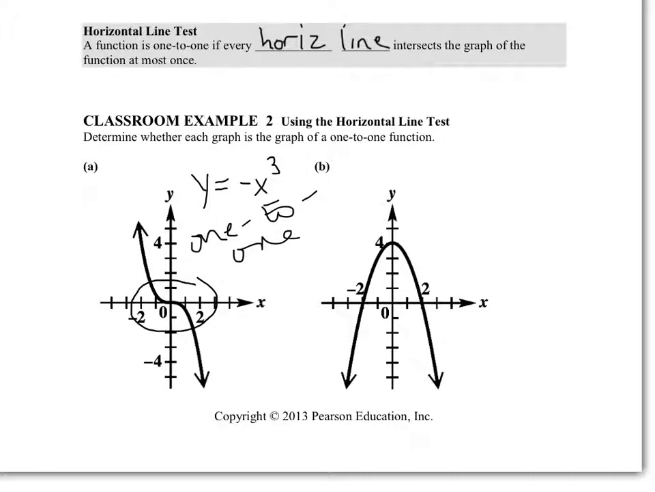Now it's pretty obvious on B. First of all, I know it's a function because it's quadratic. It's a parabola that opens down. But when I try the horizontal line test, there are a number of places, in fact, just about everywhere on this graph, that this horizontal line would cross in more than one place. That means it is not one-to-one. And let's go look at the next.